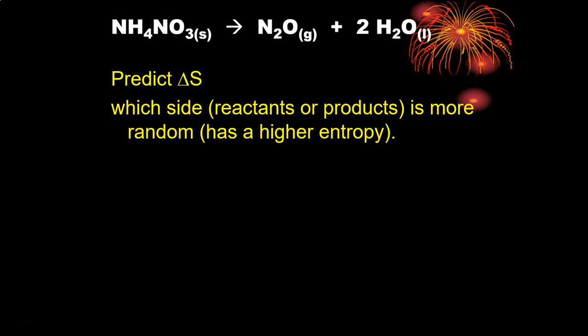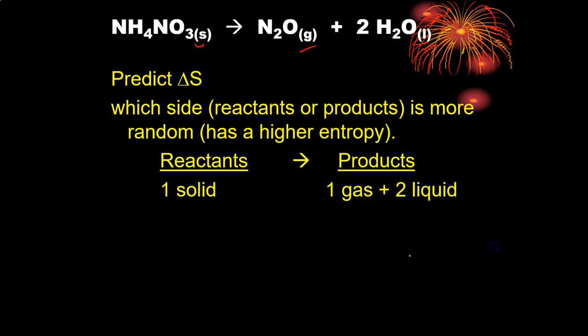This is pretty much the gist of a big problem for entropy: we're going to be asked to predict what delta S is. And when we do this, we have to look at which side has more entropy, which means we're looking at the state symbols. So if we look at this reaction, our reactants have one solid. Our products, on the other hand, have one gas and two liquids. We know that solids have the least amount of entropy, and gases and liquids have the most. So because our reactant side only has a solid, this is the less entropy side, and this is our more entropy side.